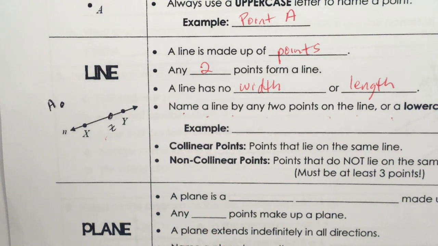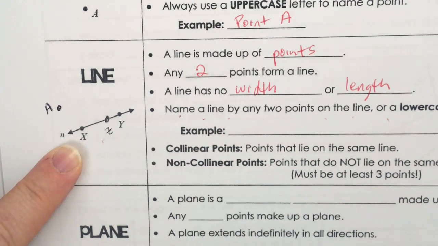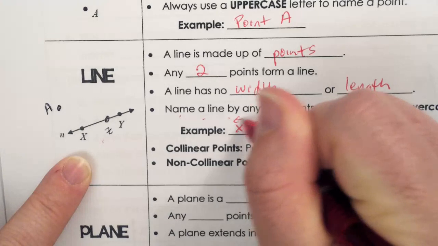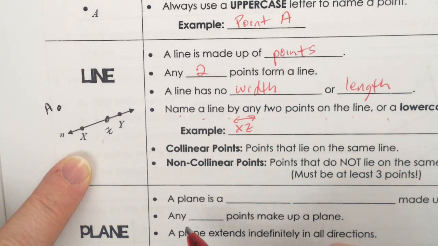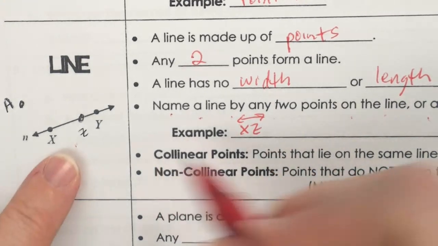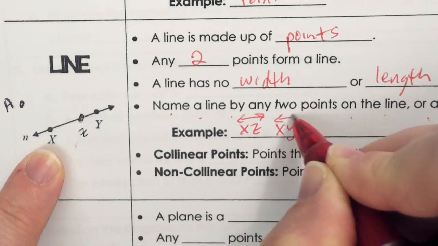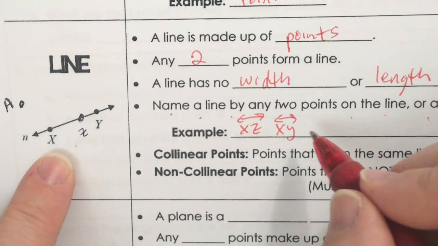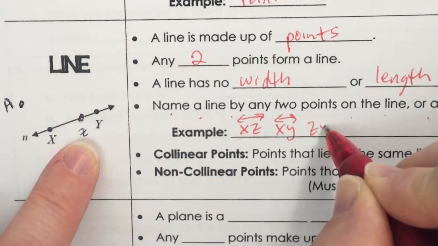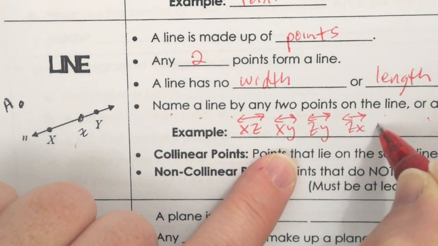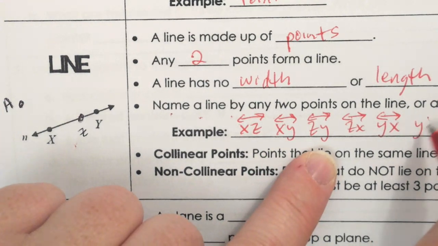First of all, it's made up of points, right? So we only want to take points that are on that line. So we can call this line XZ, and we put arrows above it. We're talking about a line, not a line segment, so we have to put the arrows. We can call this X to Y. And remember, we can always use the mirror image of these. We can say Z to Y, or the mirror image of each one: Z to X, Y to X, Y to Z.